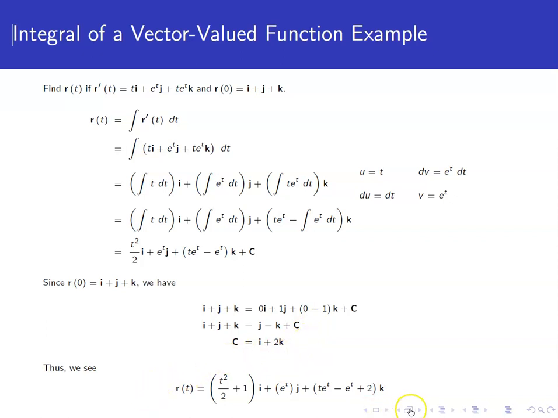Thus, our final answer will be r of t is equal to t squared over 2 plus 1 times i, plus e to the t times j, plus t e to the t minus e to the t plus 2 times k.